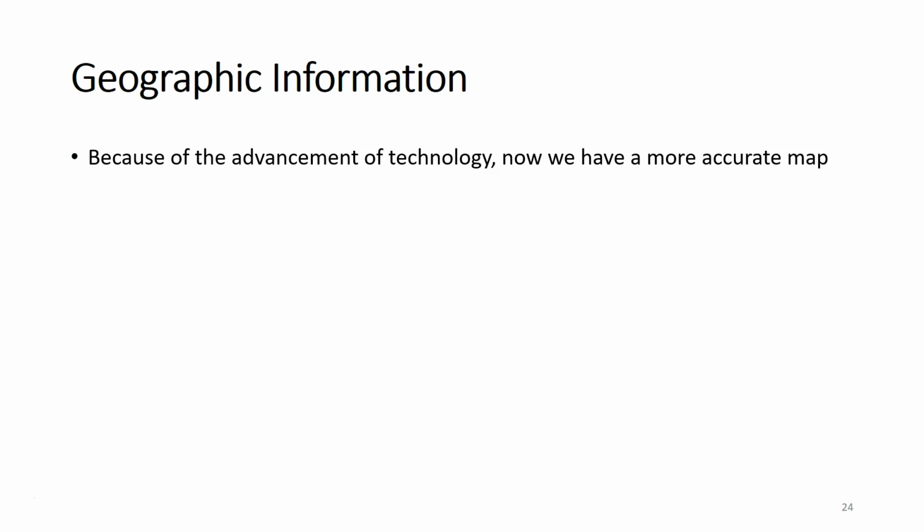Because of the advancement of technology, now we have a more accurate map. And it's very easy for us to get from point A to point B, right? Now you can just go to Google, key in point A, point B, and then you just click. They find the best route for you. But underlying this is the map and also the geographic information. Without those things, they don't know where you want to go, how you want to go there.